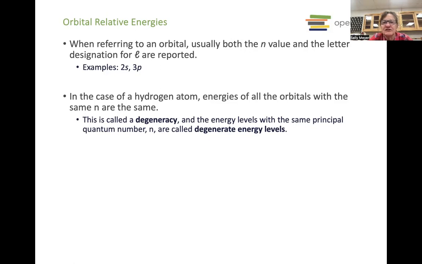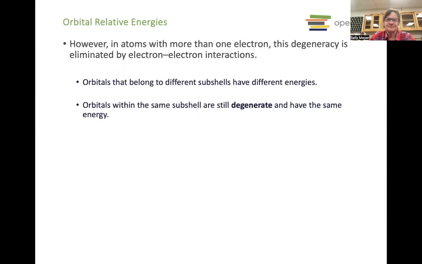So in the case of a hydrogen atom, energy of all the orbitals with the same n are the same. This is called degeneracy. And the energy levels with the same principal quantum number are called degenerate energy levels. However, in atoms with more than one electron, this degeneracy is eliminated by the fact that electrons interact with each other. And so orbitals that belong to different subshells have different energies.